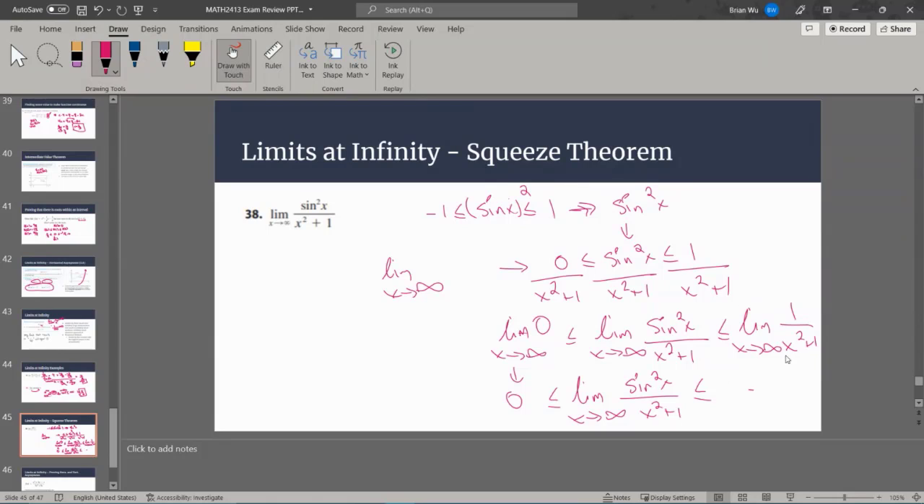And this one, because you have 1 over infinity plus 1, is basically also 0. So by squeeze theorem, because it's squeezed between these two values, it's equal to 0. This one's equal to 0. And that's how you solve limits that go to infinity with any trig function that looks like sine or cosine.